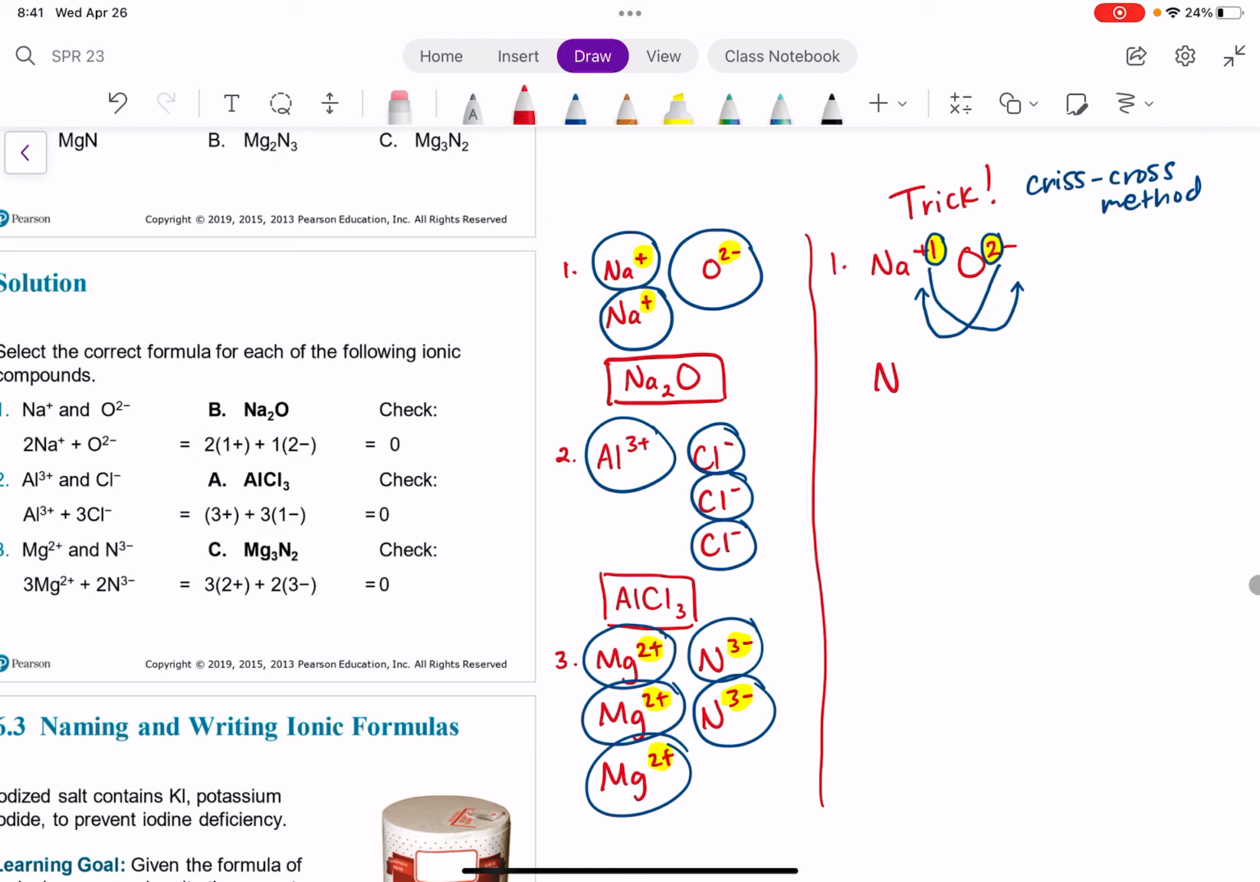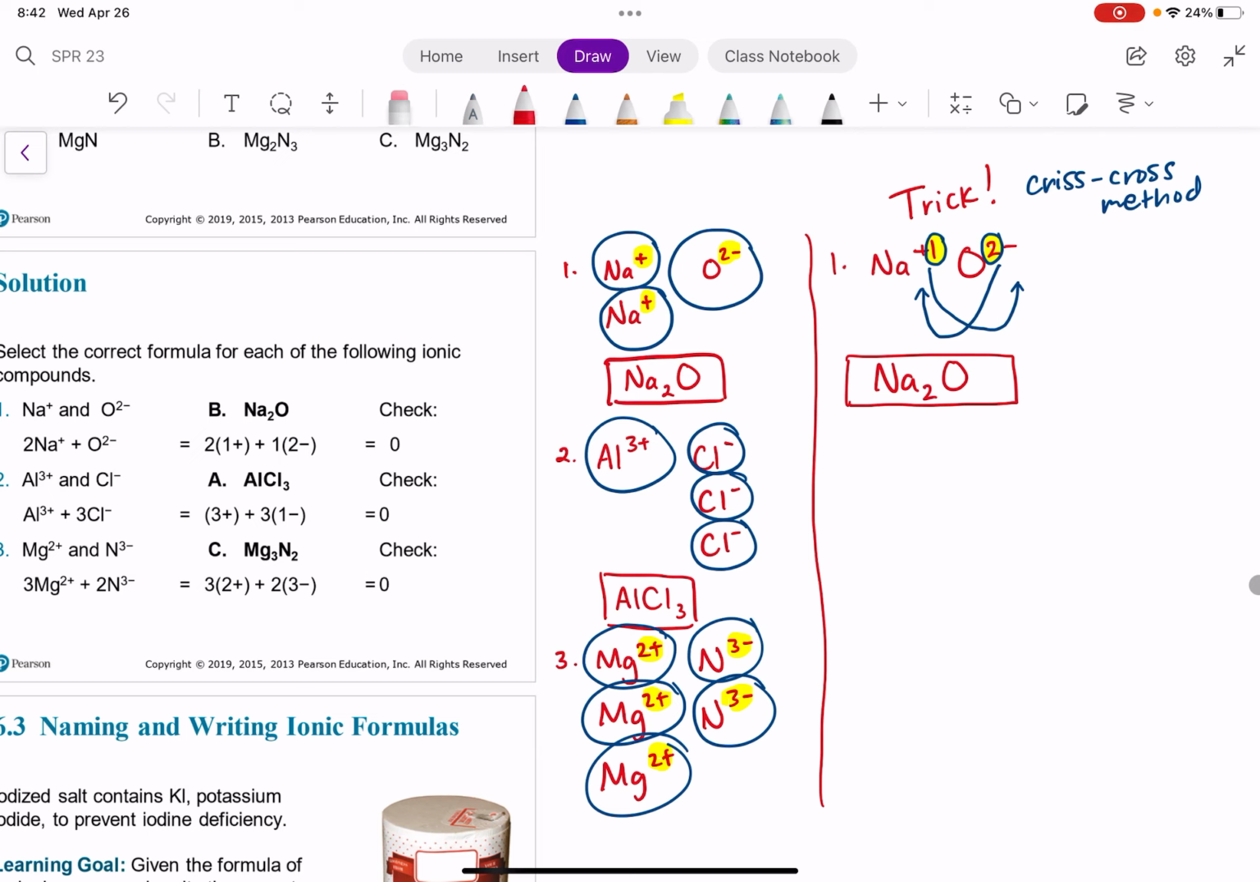So you get Na, what? Well, I crossed over that 2, so Na2. What number goes next to O? Yeah, 1. Is that the same thing as this? Yeah. Pause the video, try it out. I know it's kind of weird at first. I'm going to erase this one because it looks wrong, but just know that that's how I got that.